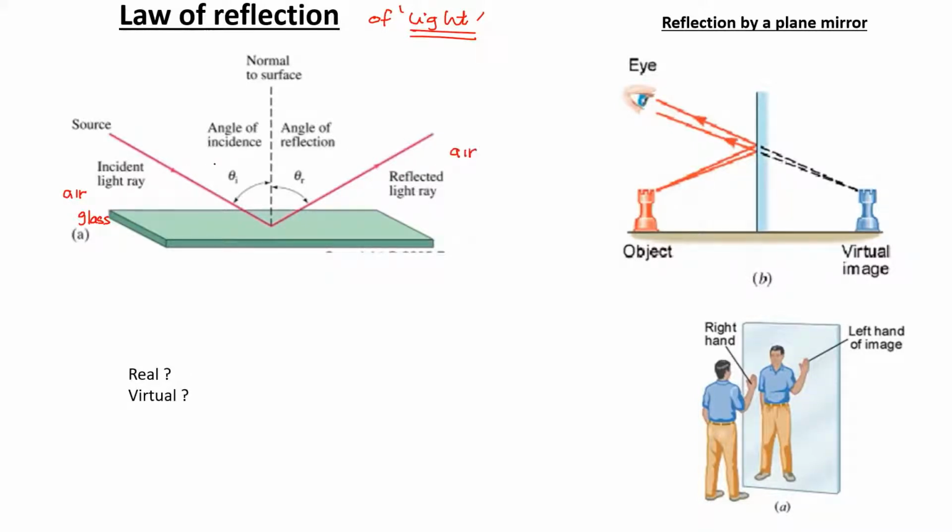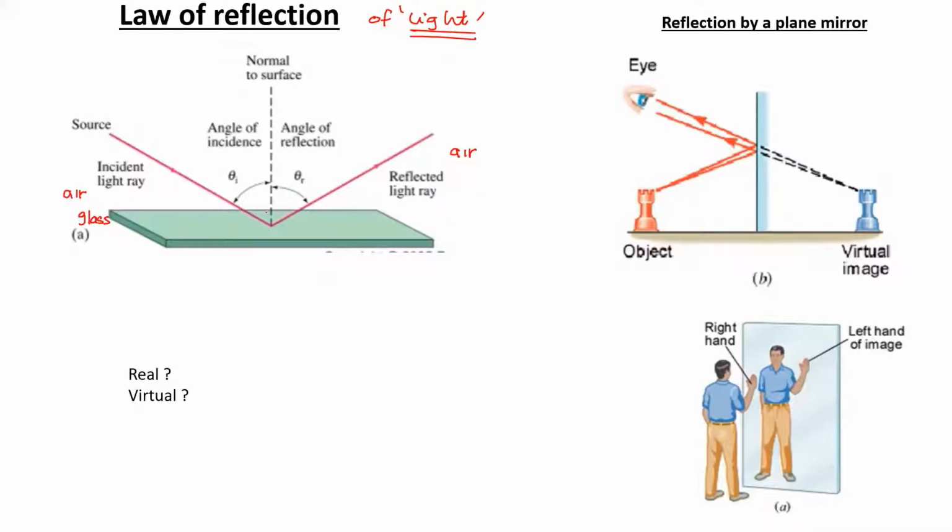If you look at both these rays, you can see they are in the same medium. This is the incident ray in air, and the reflected ray is also in air. Both of them are in the same medium. That is called reflection, bouncing back into the same medium.